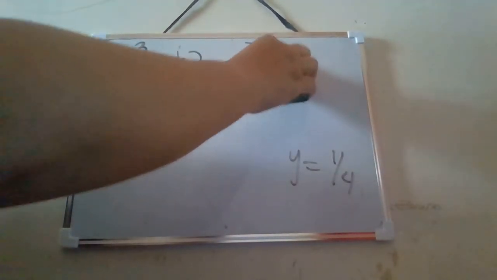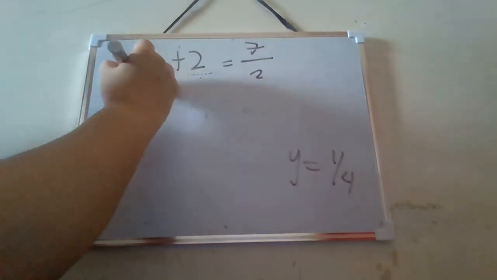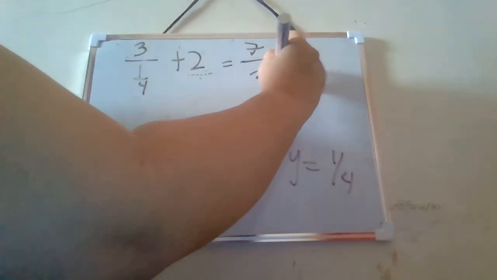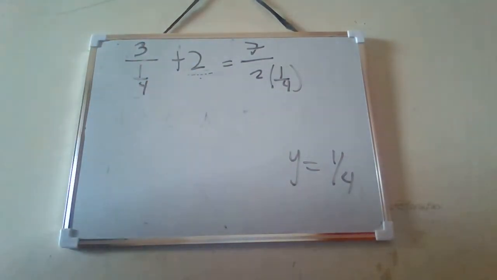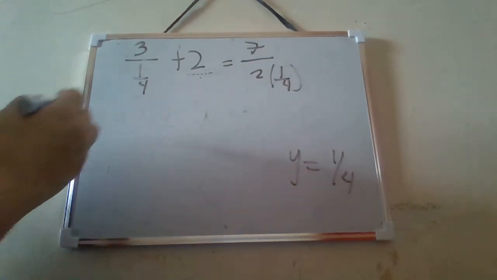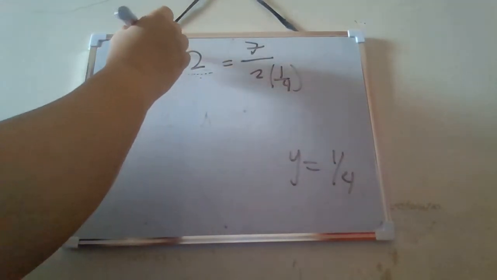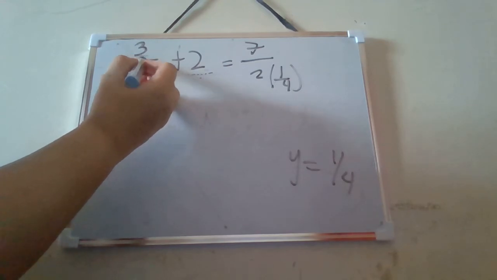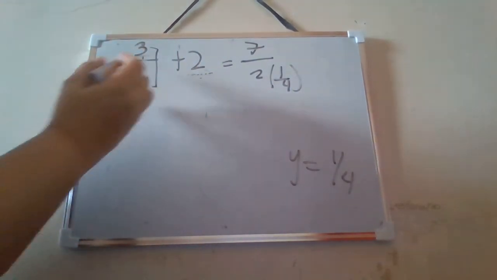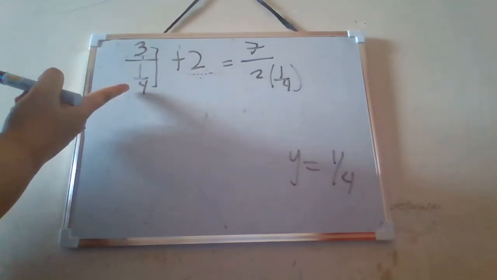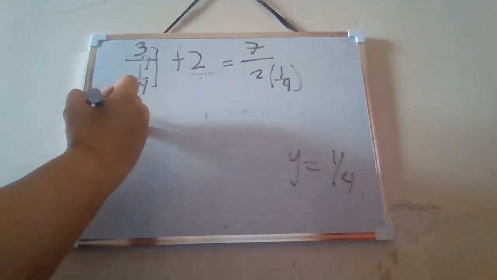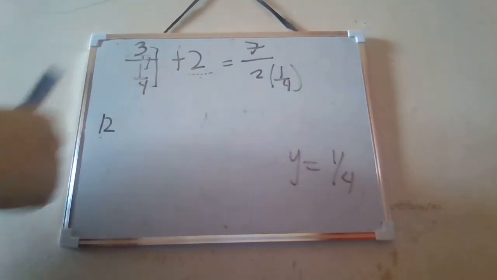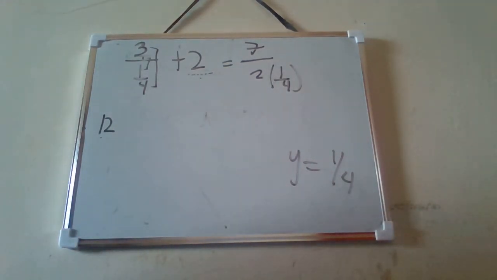Let me just rewrite the y's there. So this is 1 over 4. This is 1 over 4. Okay, so if 3 over 1 over 4, this happens. So this one, the 3 here has an invisible 1 here. So 3 times 4. Numerator, you multiply it to the denominator, then denominator to numerator. So 12 over 1. So no need to write the 1 there.